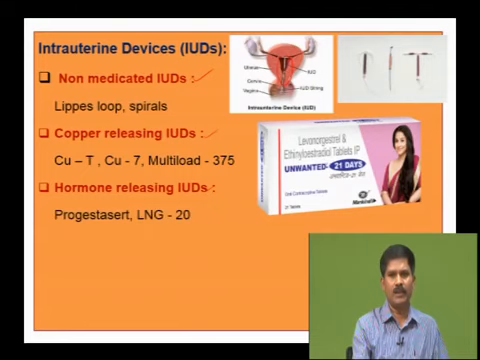Here non-medicated IUDs are lippes loops and spirals. Copper releasing IUDs constitute copper T, copper 7 and multiload 375. Hormone releasing IUDs are progestasert and LNG 20.